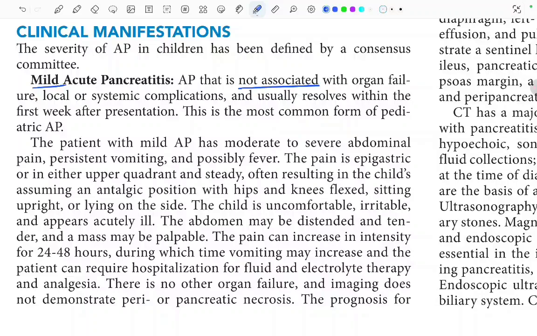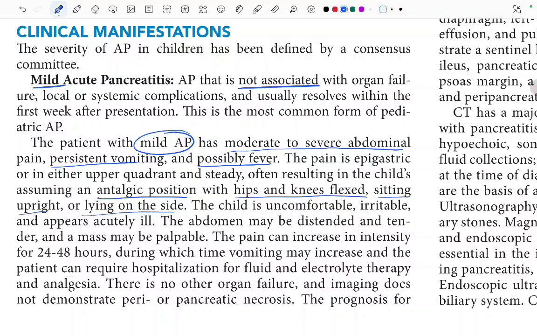The patient with mild acute pancreatitis has moderate to severe abdominal pain. These are the symptoms: persistent vomiting, possibly fever. The pain is in the epigastrium or in either upper quadrant and is steady, often resulting in the child assuming an antalgic position with the hips and knees flexed, sitting upright or lying on the side.